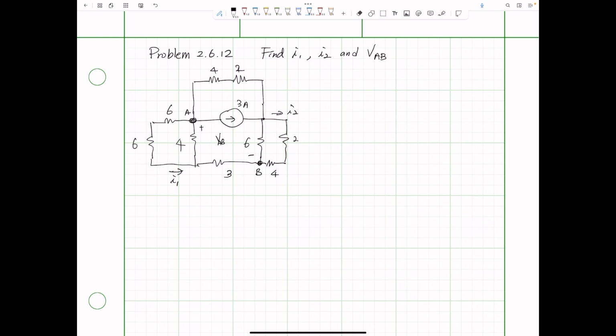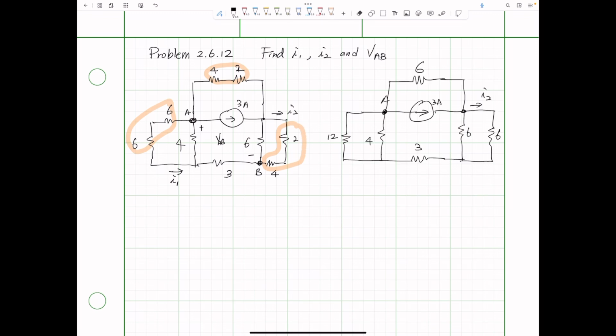First thing we want to do is combine all the series resistors together. This is series, and this is series. If we combine them together, the circuit looks like this. We have two pairs of parallel components. So now let's combine these two together.